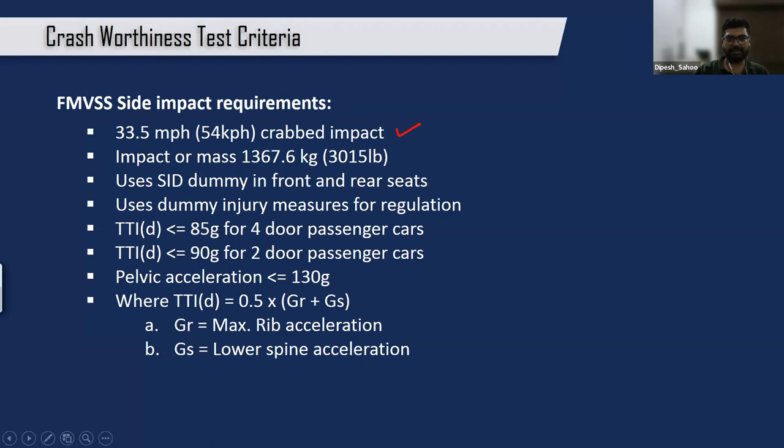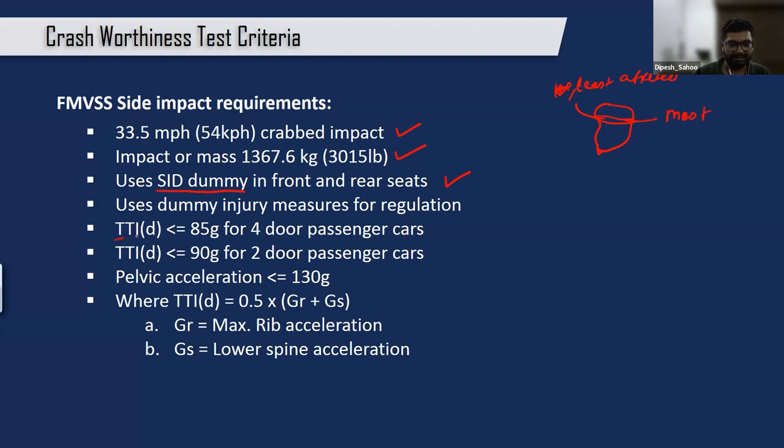The mass of the crab impactor should be 1367 kilos. It uses a SID dummy. SID means another type of dummy in the front and rear seat that measures certain accelerations. The dummies have a certain band on them to show the most affected and least affected areas.